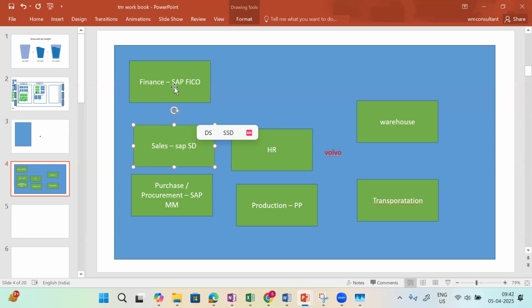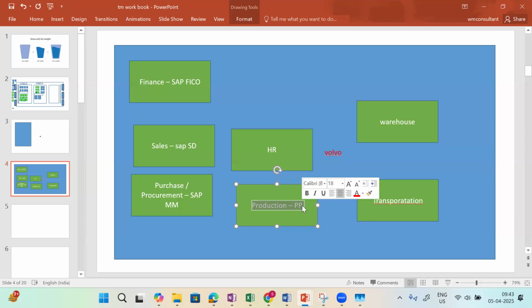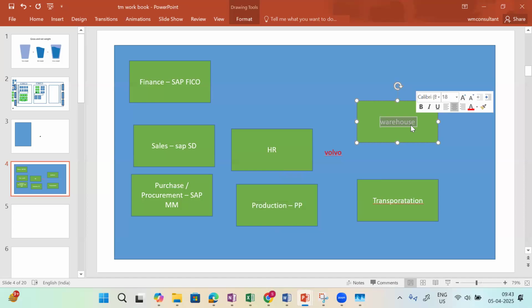Now these are finance, sales, procurement, and production. Once I do the production, can I sell the product immediately? No. The answer is definitely no. After I manufacture the material, I need to store it. For that purpose, we have a warehouse as a department.